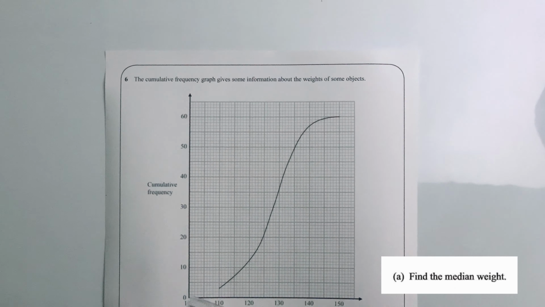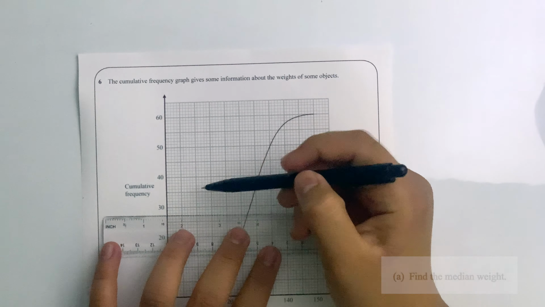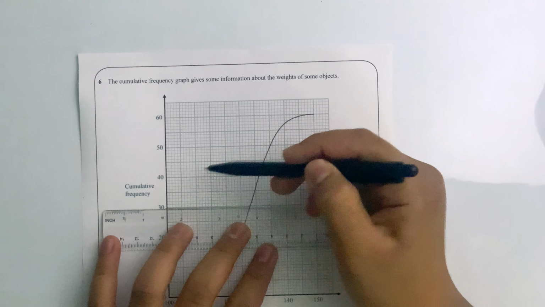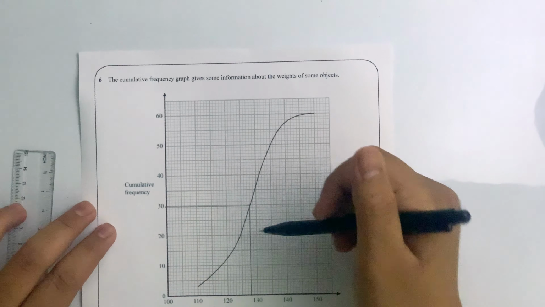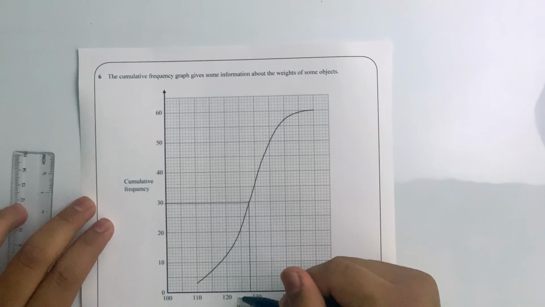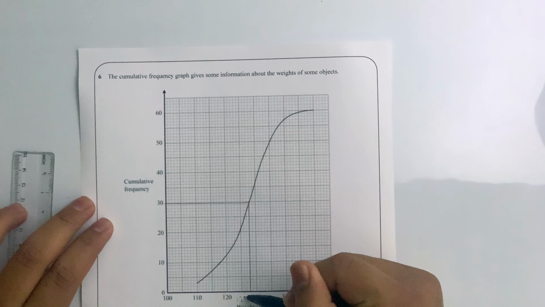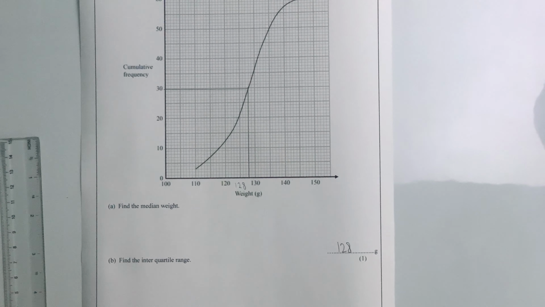So it's still the same. You go halfway, 30. And then you get 128 grams. And then for B, you want to find the interquartile range. Now, if you watch the quartiles video, you'll understand the rules. If you do not know the rules, you should watch that video first.